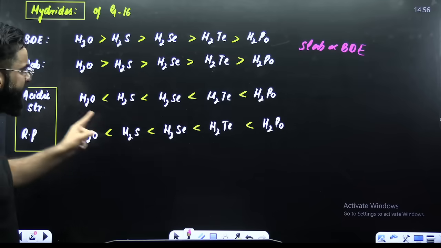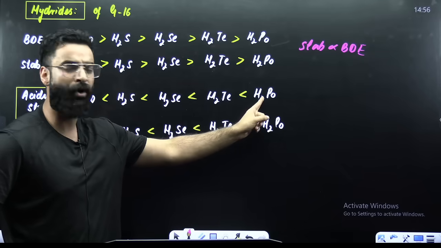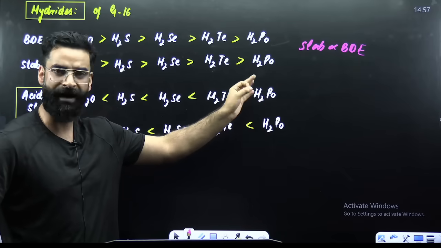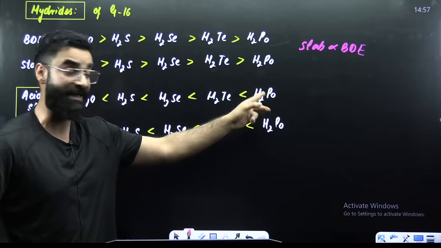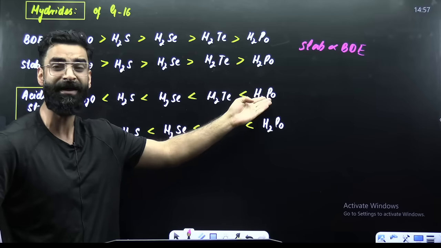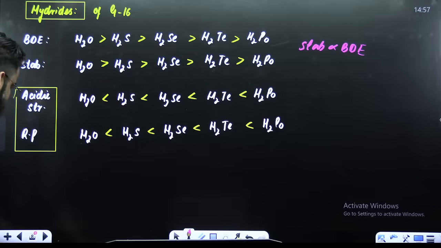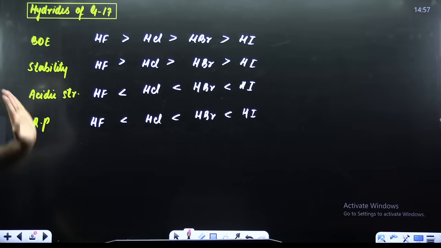It's pretty much simple. See, H2Po, its bond dissociation energy is least, so it will give away H positive easily. If it is giving away H positive easily, that means it's going to be more acidic for sure. And whatever is going to be the order of acidic strength, same is going to be the order of reducing power. Similarly, hydrides of group 17.